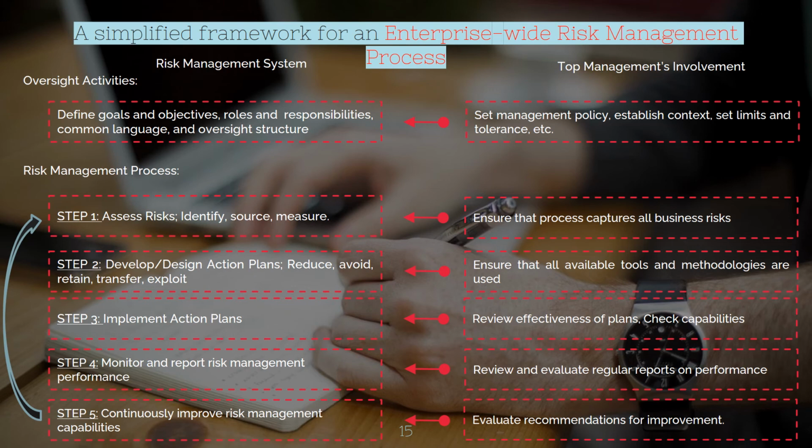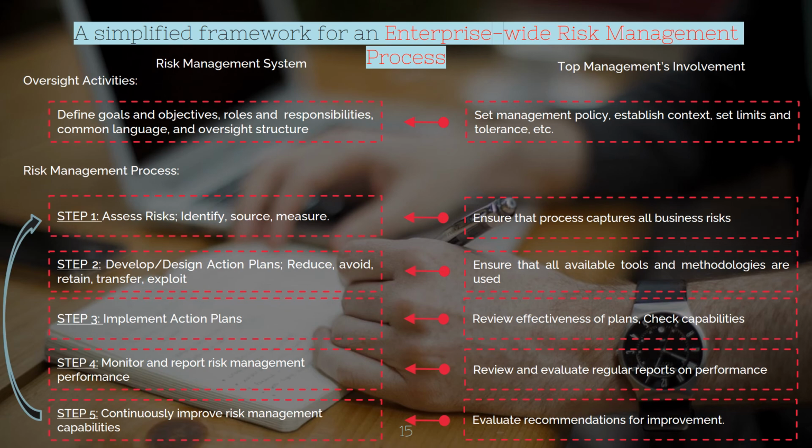A simplified framework for an enterprise-wide risk management process is as follows. The top management's involvement is to set management policies, establish context, set limits and tolerance, and so on. Whereas, under the risk management system, the focus is the oversight activities. It defines goals and objectives, roles and responsibilities, common language, and oversight structure.